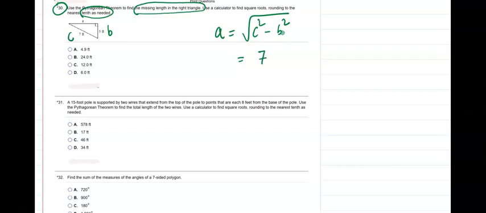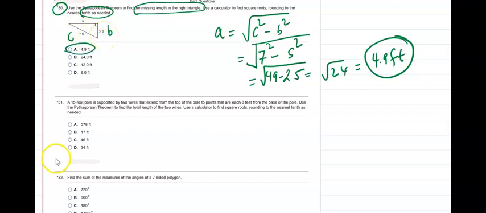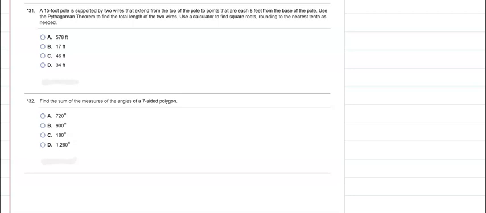What is the value of C? 7 squared minus B, which is 5 squared. The square root of that is going to be 49 minus 25. Okay, so that gives you the square root of 24, and if you use a calculator to find the square root of 24, it gives you 4.9. 4.9 feet, because the other length unit is feet, so this is also feet. The answer must be A.